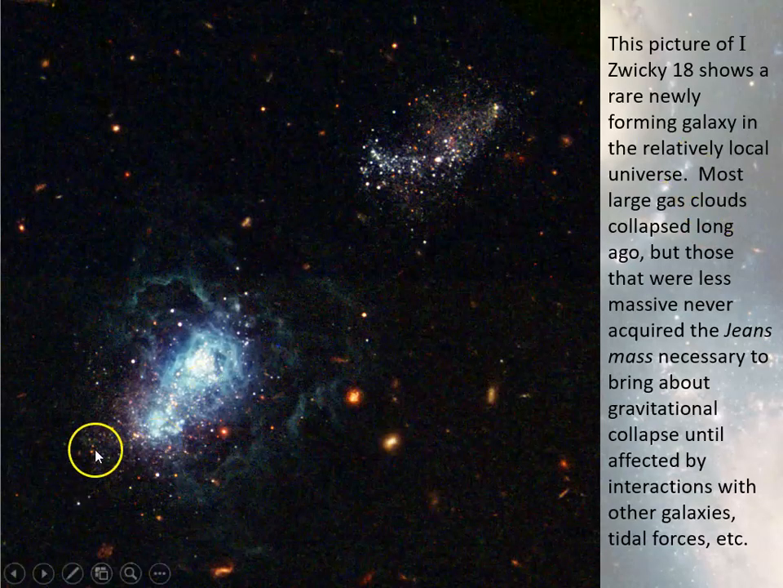Here is actually a nearby galaxy. It's called I Zwicky 18. It's a newly forming galaxy that it just so happens that the mass has reached what we call the Jeans mass, which is where the pull of gravity inward overcomes the outward push of gas and radiation pressure. So this Jeans mass has been overcome, and the thing collapsed all at once to form a bunch of really hot young stars. It's a really cool picture.